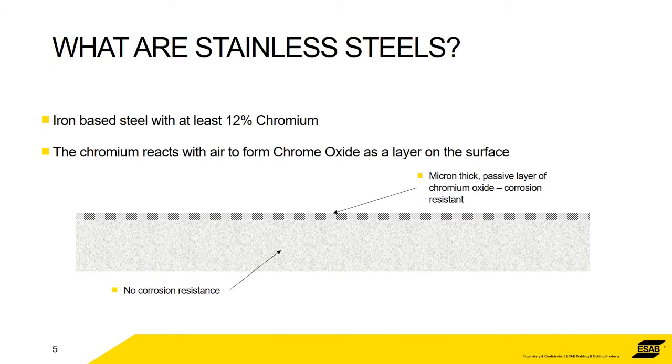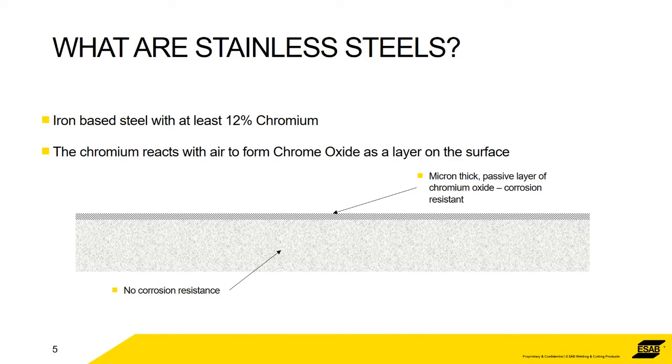So we start off with, what are stainless steels? Well, there's a phenomenon with an ordinary steel. If it has 12% chromium in it, then the free chromium on the surface will react with air and form a chrome oxide layer. Now, the diagram makes it look like the chrome oxide layer is 3 millimeters thick, whereas it's microns thick, but it doesn't have to be any thicker than that. It's a very passive layer that resists corrosion.